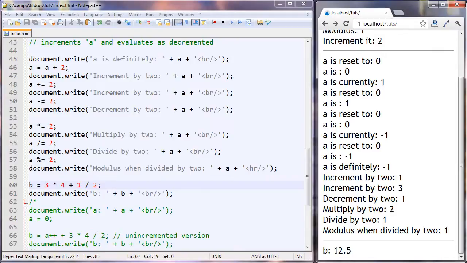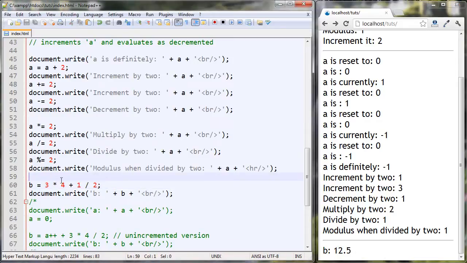So b is 12.5. So let's see, how did we get that 12.5? So here we have 3 times 4, that's 12. So we're going to do that first. I believe, no, I'm not sure, but I believe it's doing this first. This is 12, and here we have 1 over 2. 1 divided by 2 is 0.5. So we have 12, and then we have 0.5. Now we can do the addition. 12 plus 0.5 is equal to 12.5. Okay? So that's how that works.